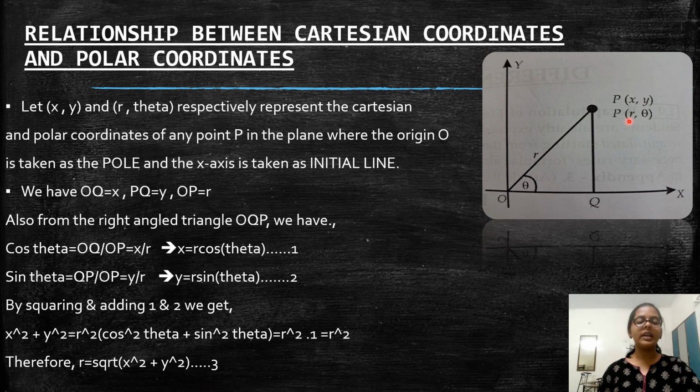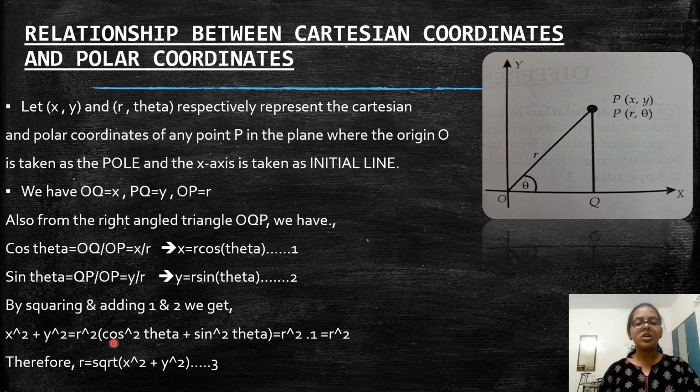So this we can rewrite as x is equal to r cos theta, and we take this as equation 1. Next, sine theta is equal to perpendicular by hypotenuse, that is QP by OP, which is equal to y by r. So this equation we can rewrite as y is equal to r sine theta, and we take this as equation number 2. By squaring and adding 1 and 2, we get x square plus y square is equal to r square into cos square theta plus sine square theta.